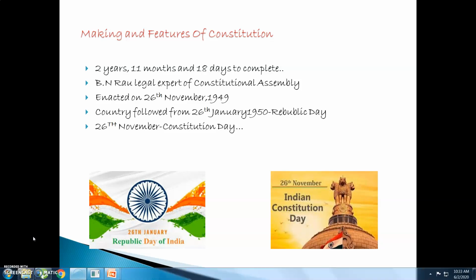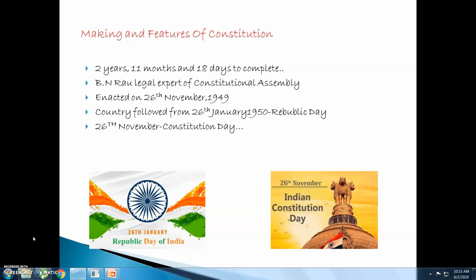Making and features of the Constitution. The task of making the Constitution was completed in 2 years, 11 months and 18 days. The original Constitution had 395 articles which were divided into 22 parts and 8 schedules.